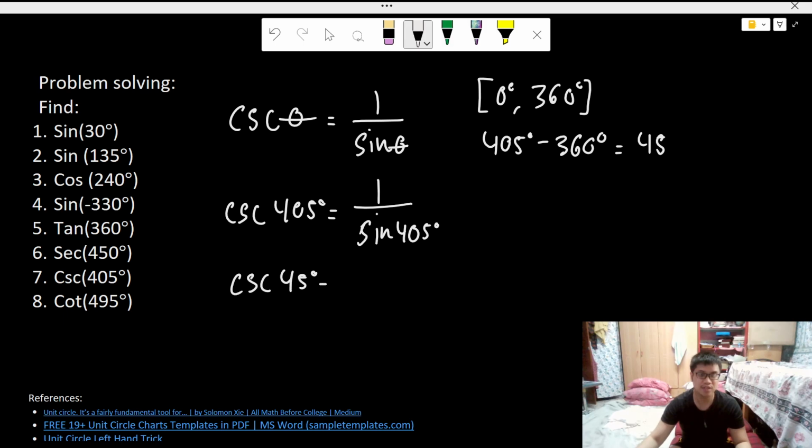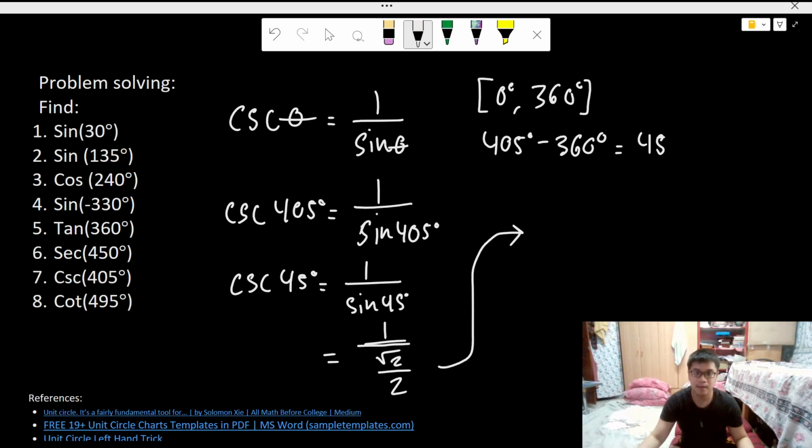So cosecant of 405 degrees is just the same as cosecant of 45 degrees, and due to that, we can have 1 over sine of 45 degrees. So what is sine 45 degrees? Use your left hand technique: 0, 1, 2. 45 degrees is here, so we stop right there. So we have square root of 2 divided by 2, square root of 2 all over 2. Then we can simplify this one. This is 2 all over square root of 2.